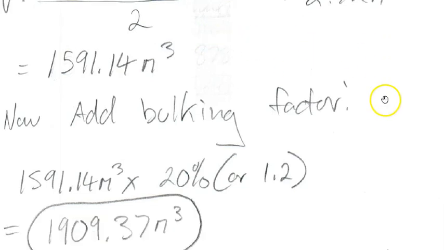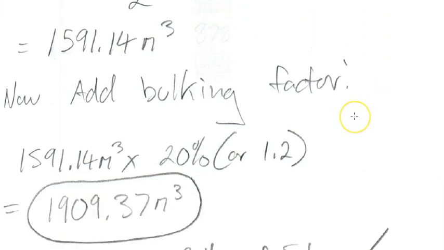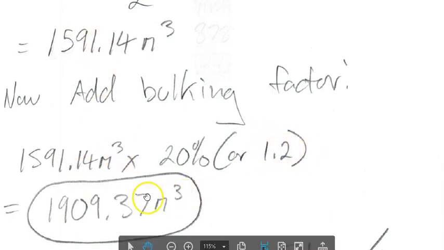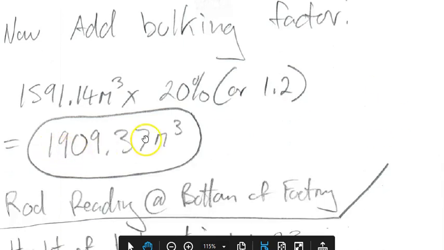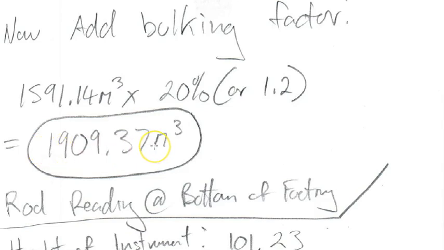Okay, that's a volume. And our last step is to add a bulking factor. And it was mentioned, I believe, on that first page that the bulking factor will be 20% for this situation. This has to do with the porosity of the soil. So in this case, we're going to add 20% to the volume of the excavated material. To do that, you can just multiply this number by 1.2, and you get a total of 1909.37 meters cubed. So that tells you how much dirt roughly you're going to be removing from this excavation. And that's the gist of this math.